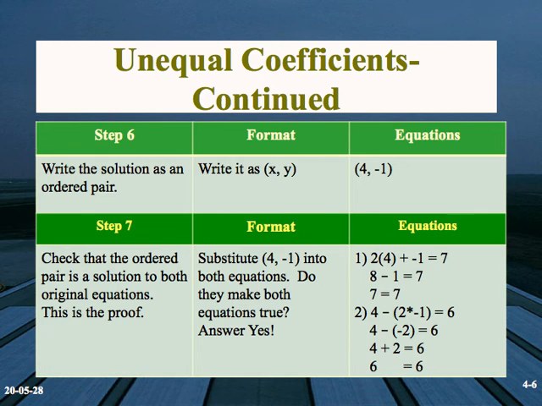Second equation, 4 minus, in brackets, 2 times negative 1 equals 6. It becomes 4 minus negative 2 equals 6. That becomes 4 plus 2 equals 6, and 6 equals 6. Both sides are identical, and you've proven the solution.